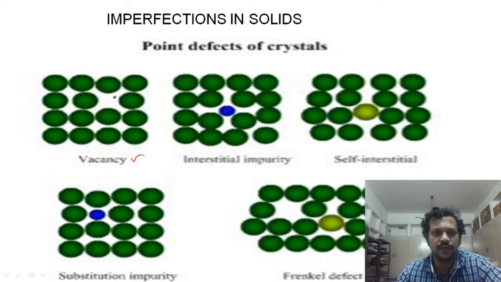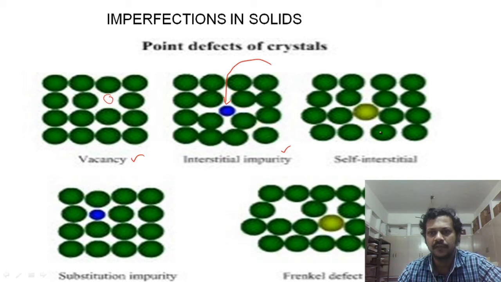If there is a missing atom, as you know it is a regular pattern of arrangement of atoms, then it is called a vacancy. Here an atom is missing, so it is called a vacancy. And interstitial impurity. Interstitial impurity means some foreign atoms are included interstitially. Here the atoms are already arranged in a regular fashion, and the foreign atom is occupying a position in between. It is not replacing anything, but interstitially occupying the position. That is why it is called interstitial impurity.